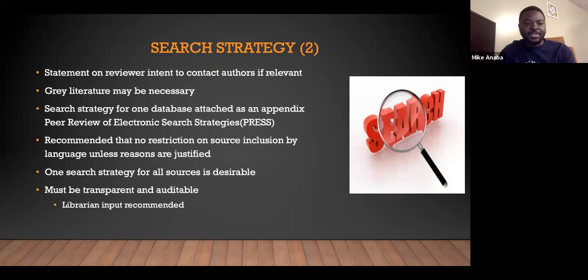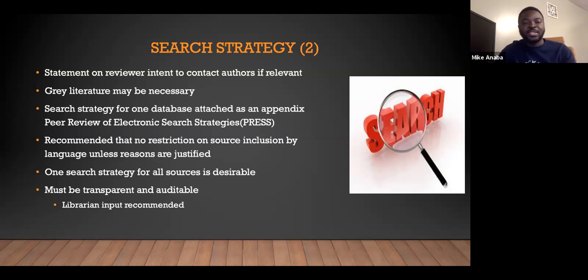There's also a search strategy for one's database, which they call the Peer Review of Electronic Search Strategy. You need to develop one, and that should be something like an appendix that you attach, so that people reading your protocol understand how you came up with your search strategy. What are the keywords you're using? How specific are they to be able to identify relevant articles? So you need to provide evidence of that as well.